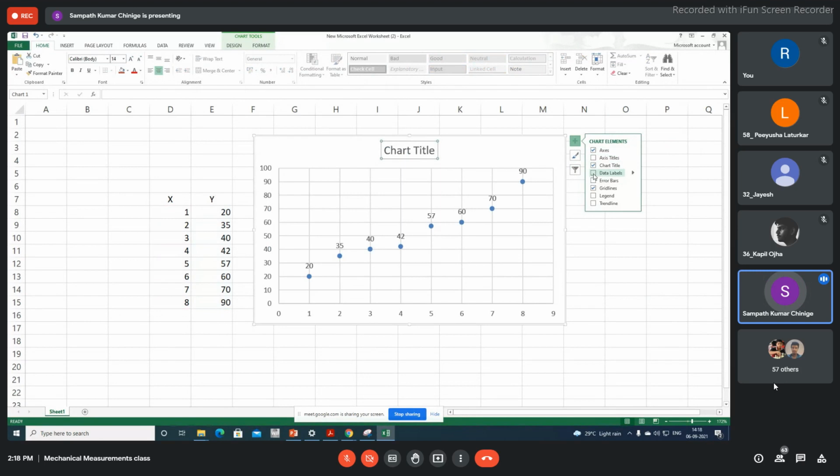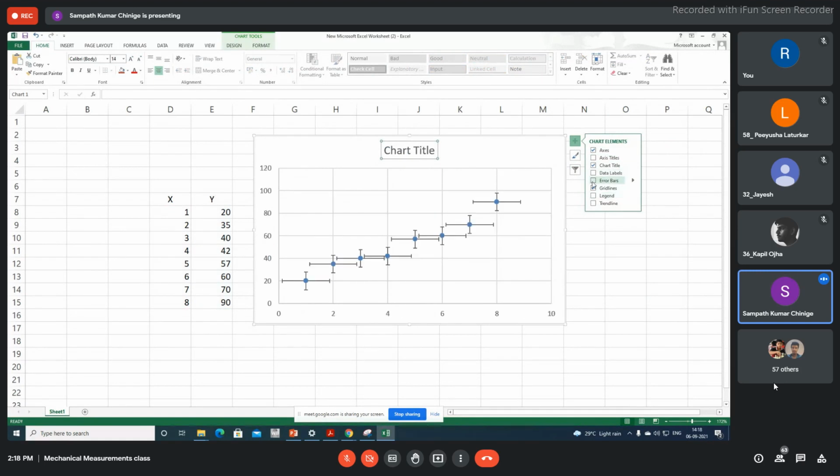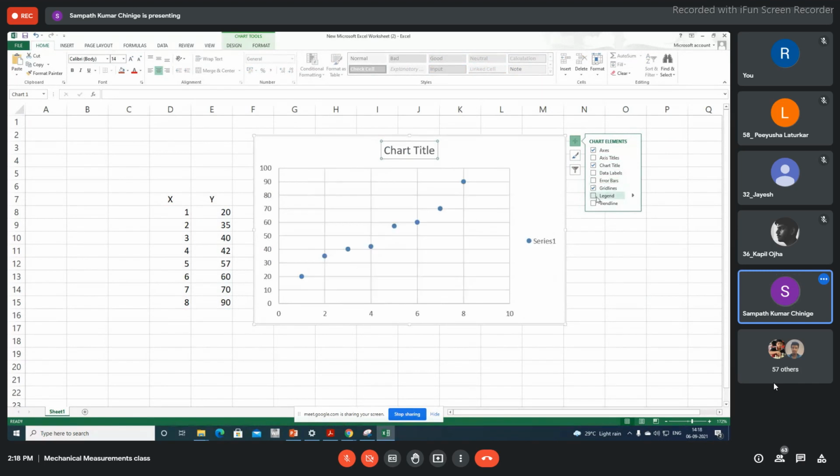Data labels show the values of the actual data. Error bars show how much it is deviating from the mean value. Grid lines are different: they show the intermediate lines over here. Legend is different. It tells what the series is, and if there are a number of data series, it will help us determine which is related to what data.